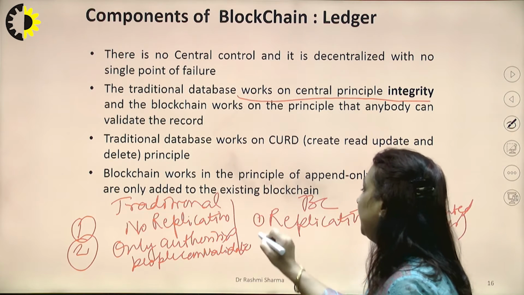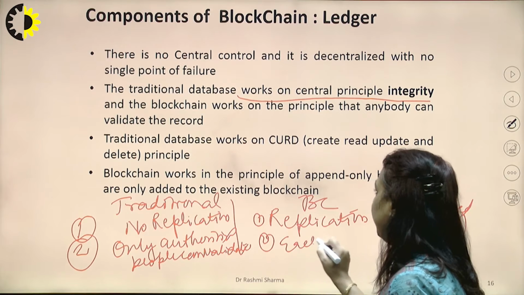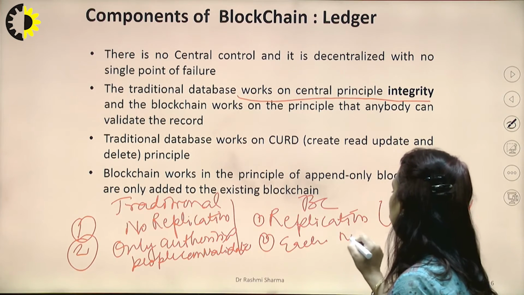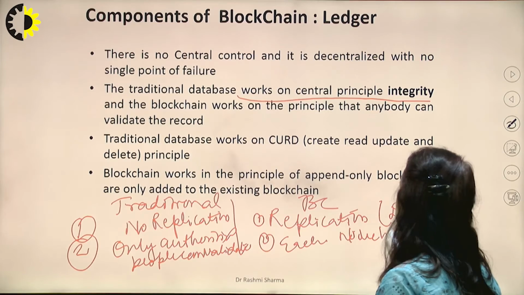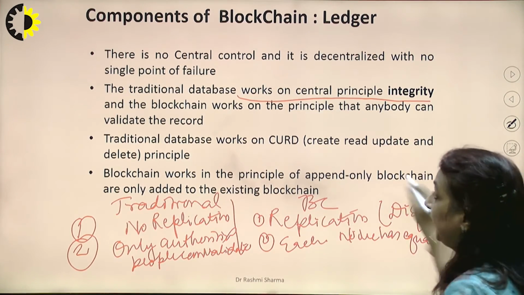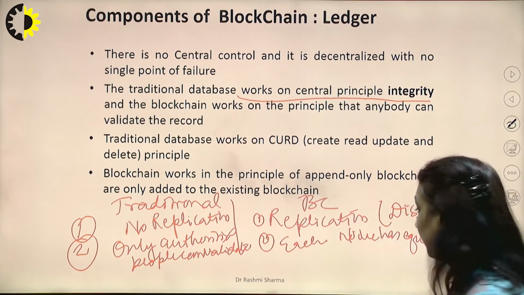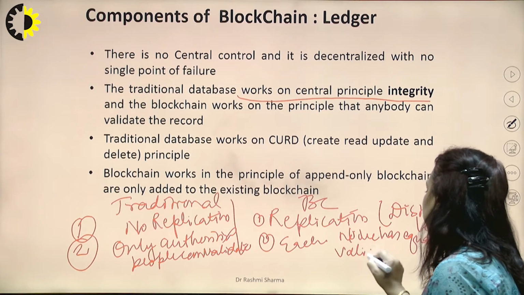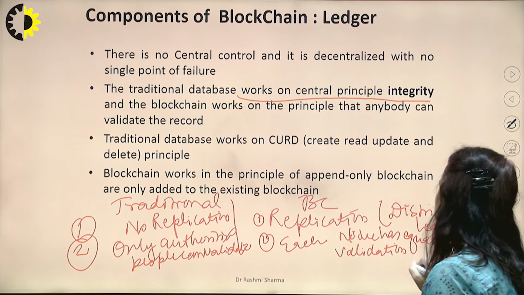But in blockchain, each and every person has equal rights. Each node has equal rights, so they can do it. Anybody can validate that particular record. Validation is possible by everyone.